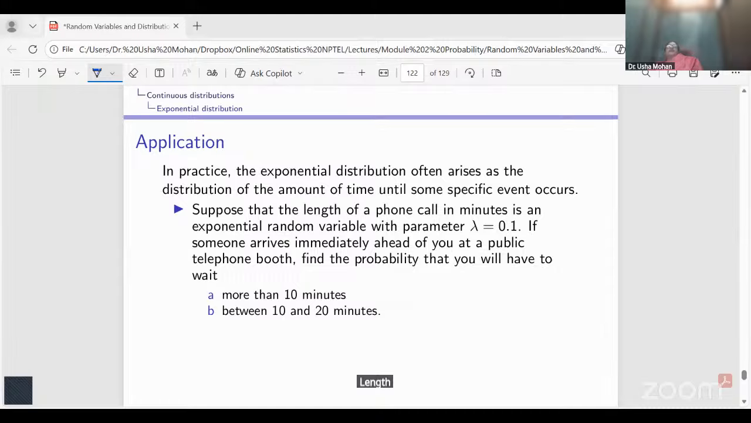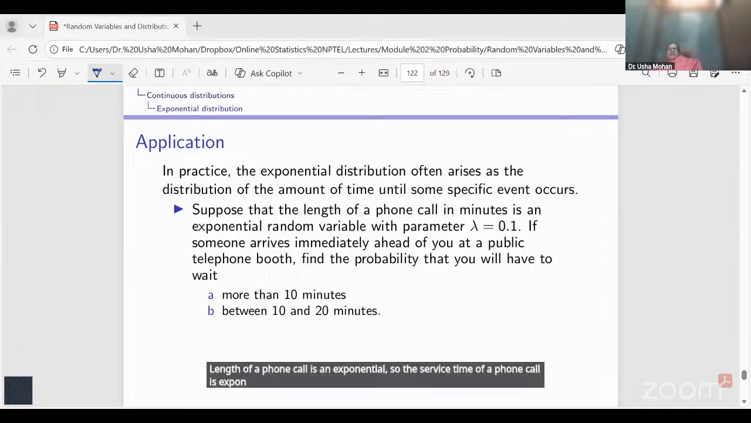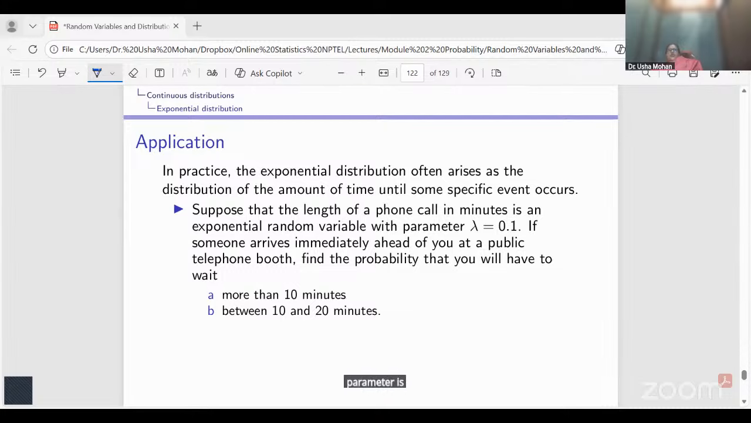The length of a phone call is exponential. So the service time of a phone call is exponential, with parameter lambda equal to 0.1. If someone arrives immediately ahead of you, find the probability that you'll have to wait for more than 10 minutes.